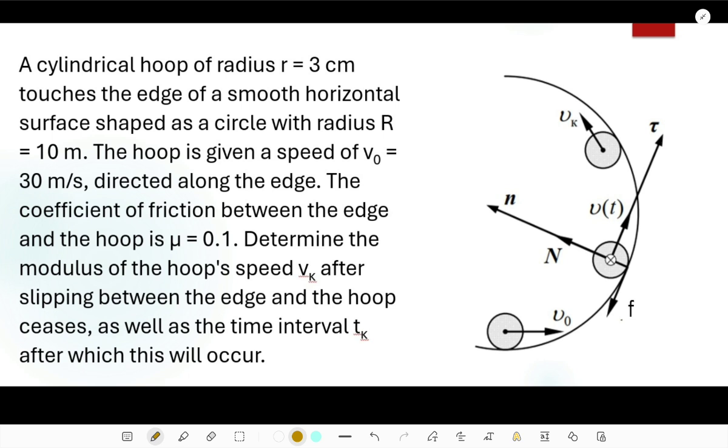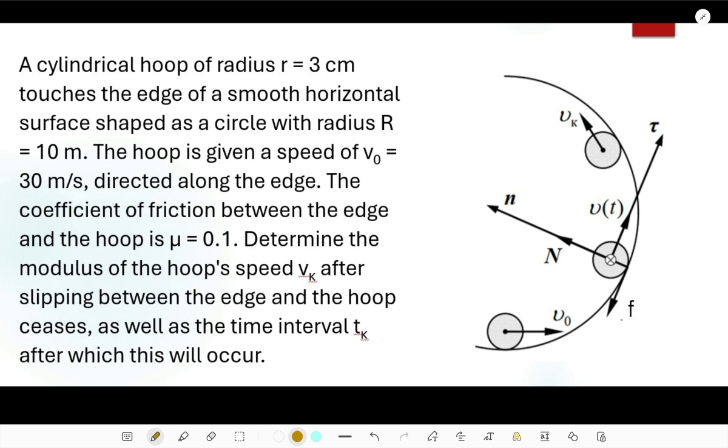And determine the modulus of the hoop's speed vk. I named it vk in this problem, the speed after slipping between the edge and the hoop ceases. That means slipping ceases, not the rolling. That means now the rolling without slipping starts, as well as the time interval tk after which this will occur. This is an interesting problem.